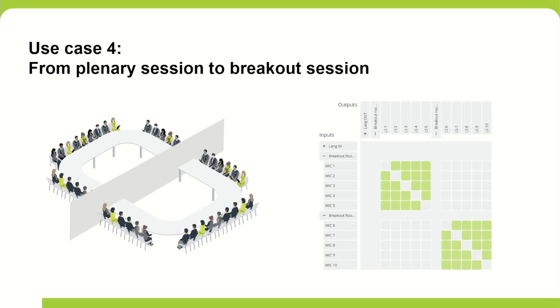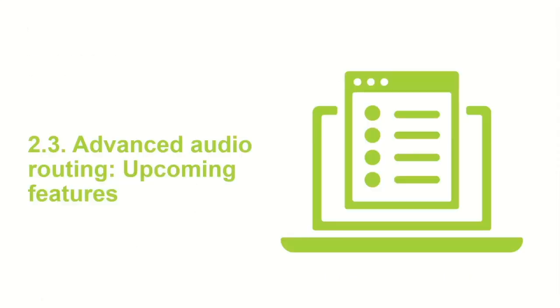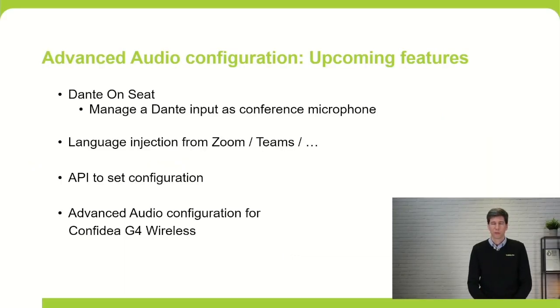All right, so that's about it for the use cases. Maybe we can go now to some upcoming features, because in the first release, we will not have everything yet. In the upcoming features, we will add some other items. These items are Dante on seat. Dante on seat means that you can bring in a microphone on Dante and manage it just like you would manage any other microphone unit. That's not yet in the first release, that will come in the next one.